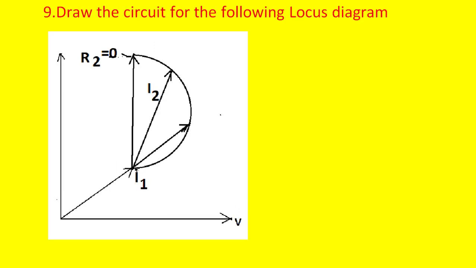So let us say this is the locus diagram given. For this we have to draw the circuit. If you look at this, I1 is leading the voltage by some angle, which means definitely in an RC circuit only the current will lead the voltage vector by some angle like this. So definitely this I1 indicates an RC branch, and that too with fixed values. Next, look at the maximum current here.